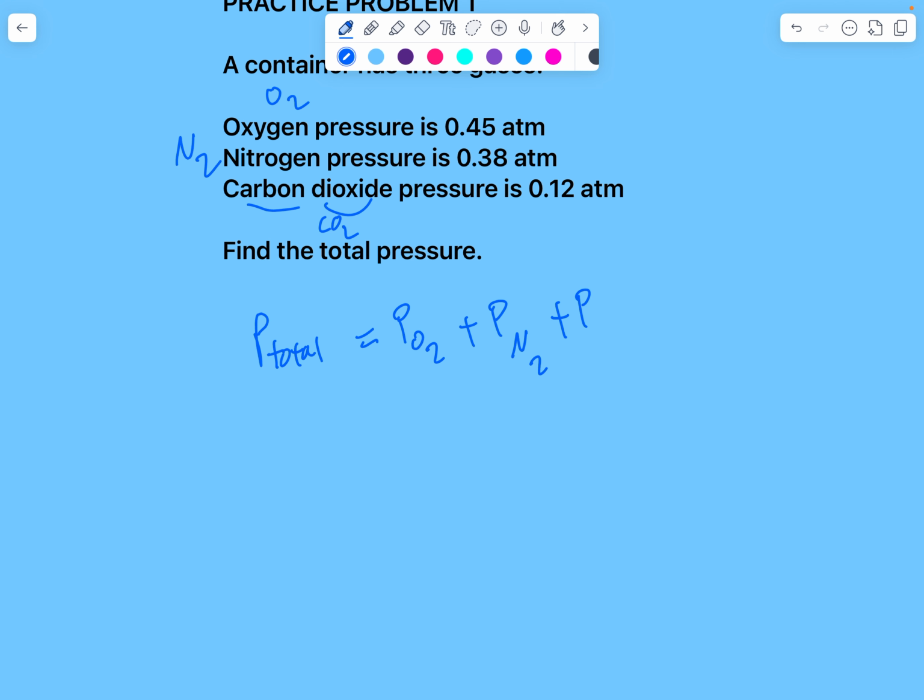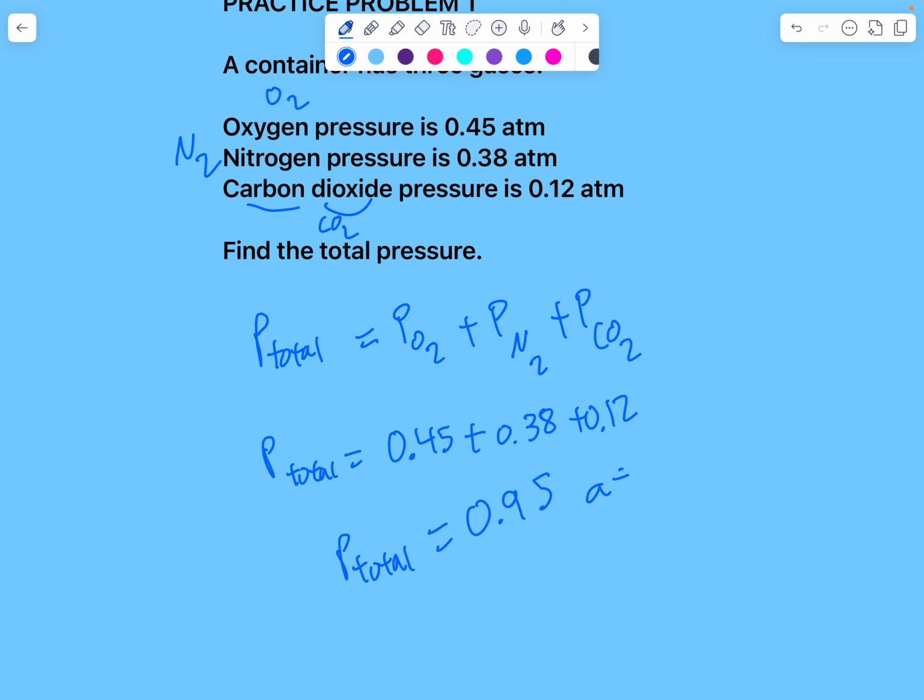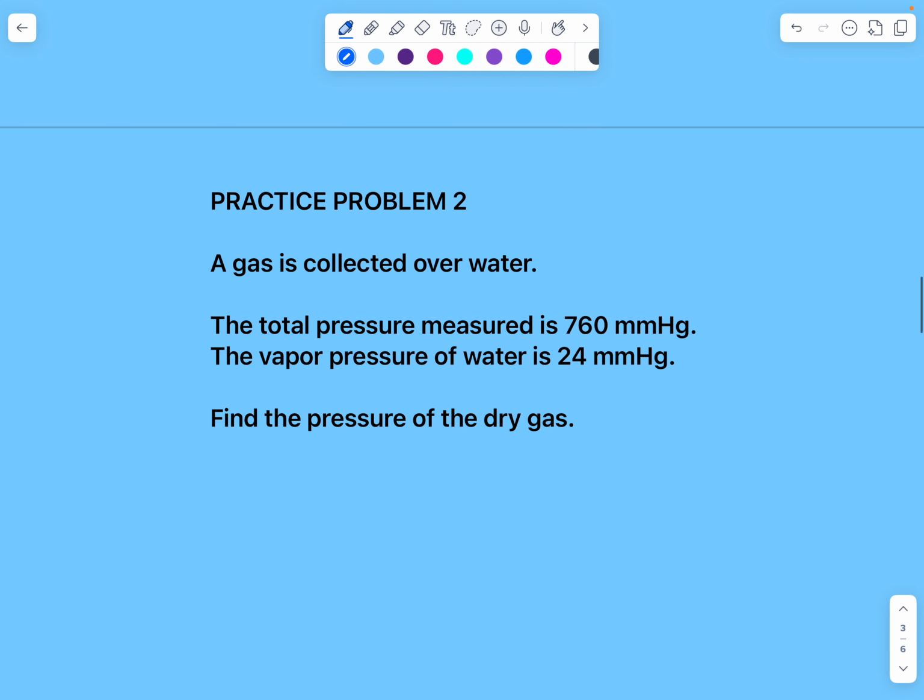So plus PCO2. So the P total is 0.45 plus 0.38, and then I have 0.12, right? So I'm going to add all of these up, and I'm going to get P total equals 0.95. It's not 1, but it is what it is. That's the answer.